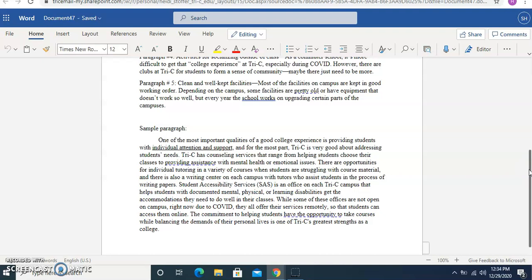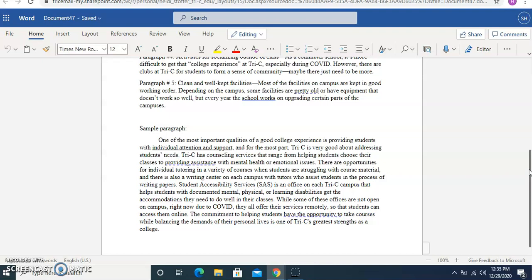One of the most important qualities of a good college experience is providing students with individual attention and support. And for the most part, Tri-C is very good about addressing students' needs. So notice in the topic sentence of this paragraph, I'm mentioning the expectation that I have and saying up front how well Tri-C does at meeting this expectation. So the expectation is individual attention and support, and I'm saying that Tri-C is good at that, right? If I didn't think that Tri-C was very good at that, I'd make that clear in the topic sentence.